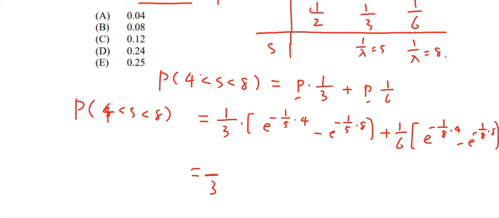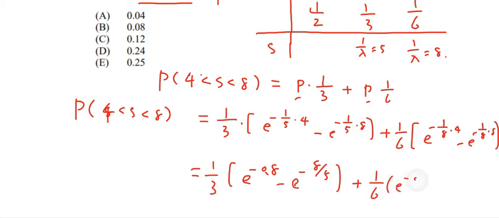So this is just e to the negative a minus e to the negative a over 5, or just a over 5. So use the calculator, right? So plus 1 over 6, so that's negative 4 over 5.5. So minus negative 1.